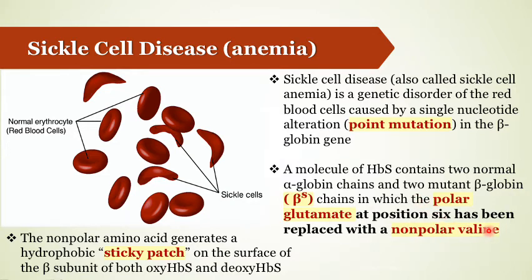It will be replaced by abnormal non-polar valine. We don't have valine in the normal hemoglobin. So if we replace glutamic acid by valine, the following will occur. We are going to see it in the next diagram. The shape of the cell will be like this, crescent. It is called sickle shape. The normal RBCs have a disc shape like a coin, a biconcave disc. Sickling will lead to the following pathology.